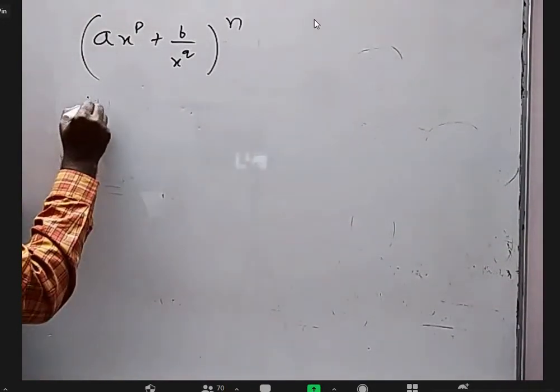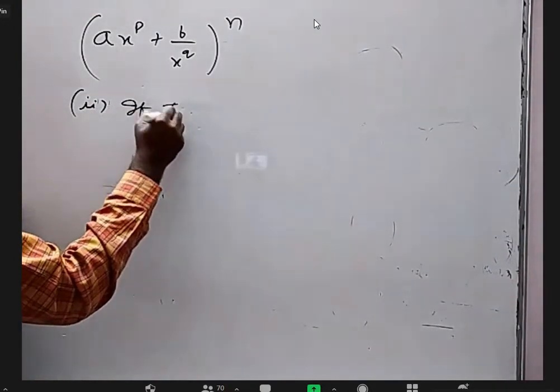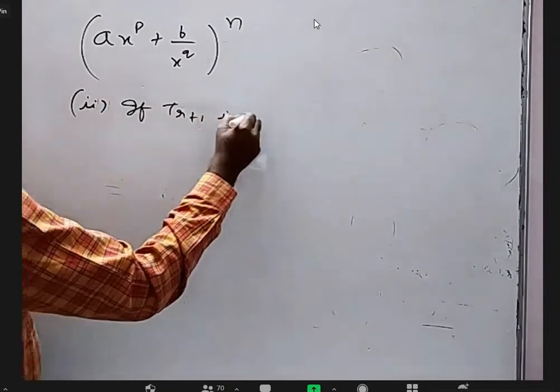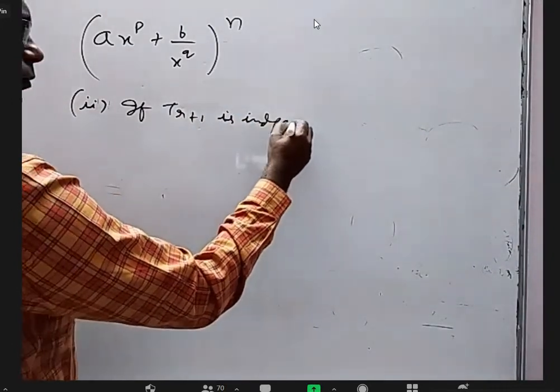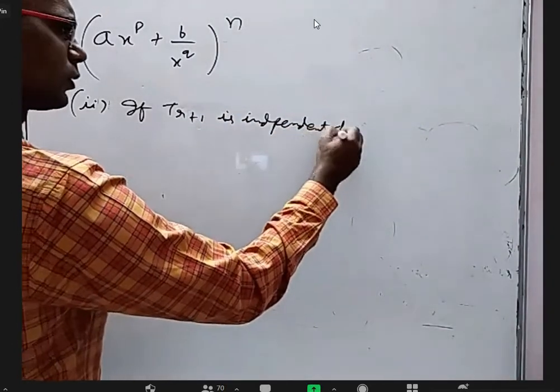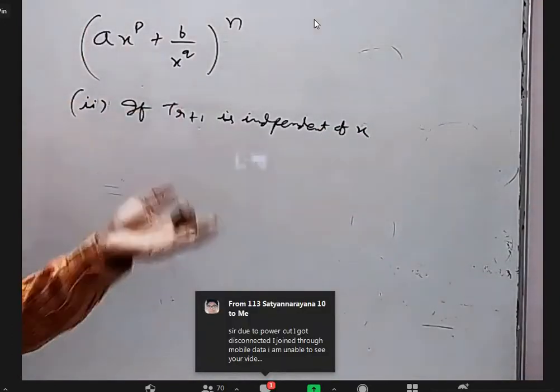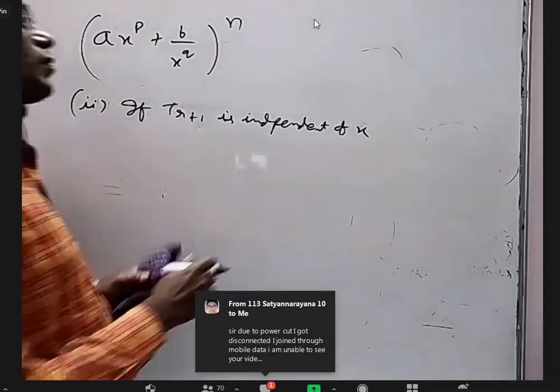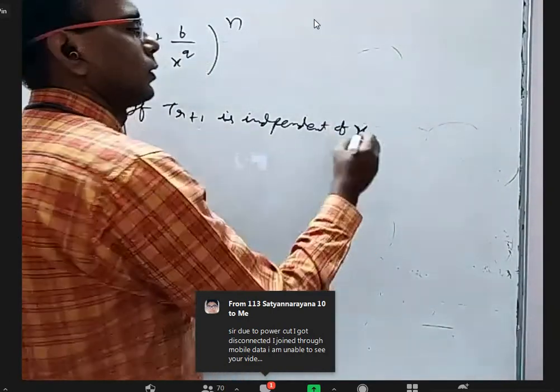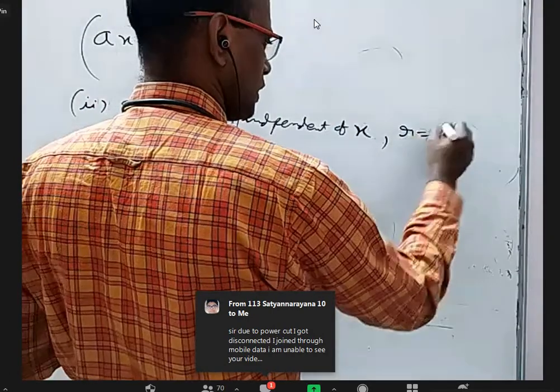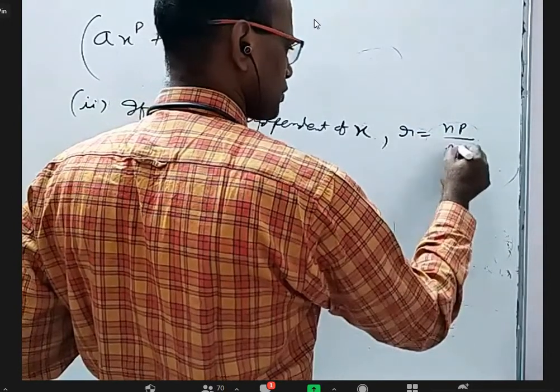Okay, second point. If T(r+1) is independent of x, that means there is no x in it, because when you expand, somewhere x will get completely cancelled. Which term doesn't have x, if somebody wants to know that? Then r is np/(p+q).